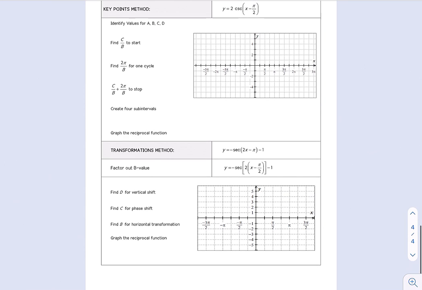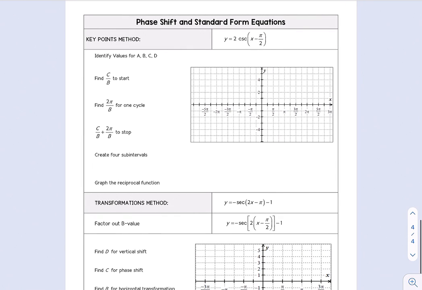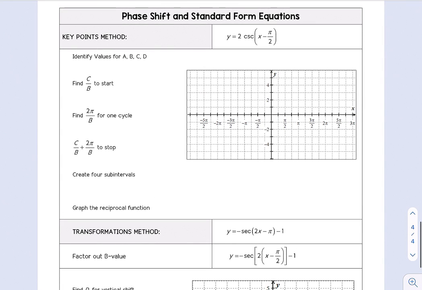So maybe this might help you here. The first one is called the key points method. So we're going to figure out our key values, A, B, C, and D, and then use those to get some key points as we go.